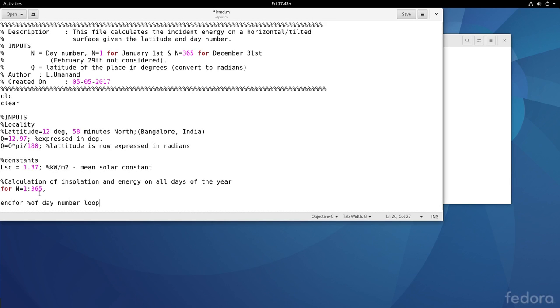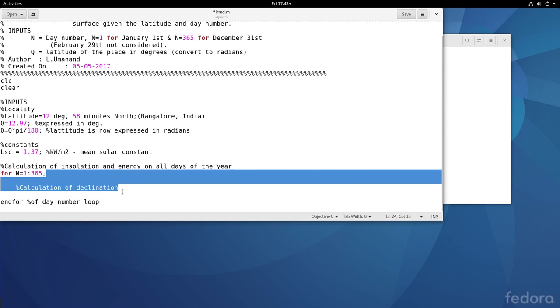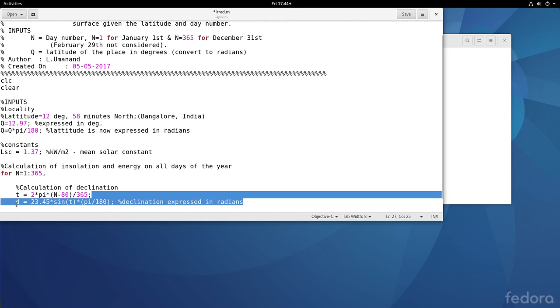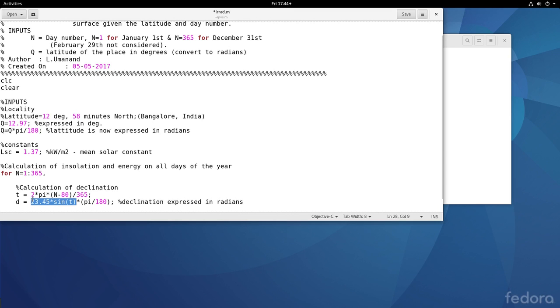Within the loop, what should come? Let us see what we can have. First, let us calculate the declination. We know how to calculate the declination. Let us say a variable t is equal to 2 pi times n minus 80 by 365, and then we use the declination relationship which we have studied. Delta was the declination, but I can't use delta, so I will use d for declination. It is 23.45 sine of t, or sine of 2 pi times n minus 80 by 365, and this value is in degrees, and therefore I want to convert it into radians, and I am using the factor pi by 180. The declination is now expressed in radians.